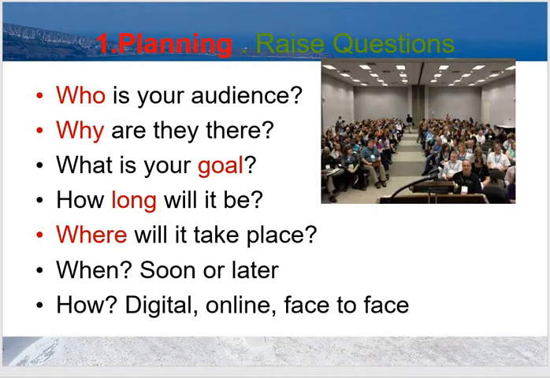Planning. Planning means raise questions, or raise all WH questions. Who is your target audience? If you are going to deliver a presentation in front of children, you will prepare it differently. If you are presenting your paper in front of scholars, it would be different.